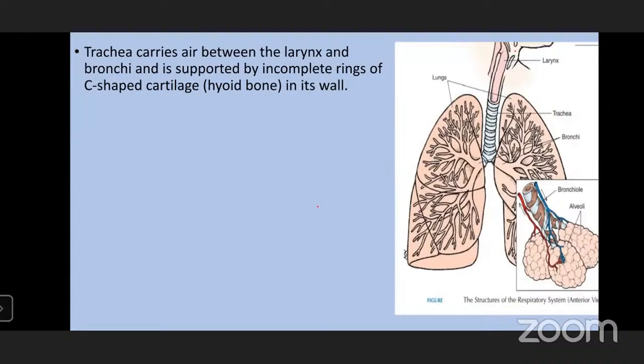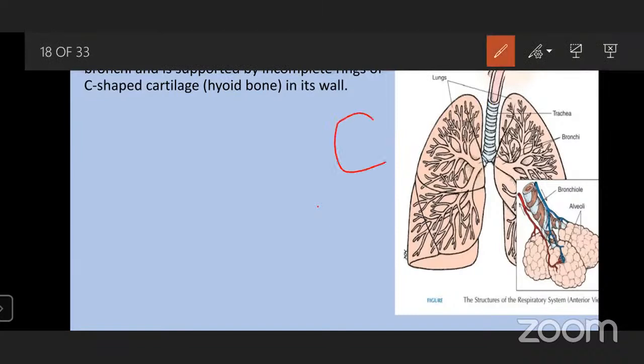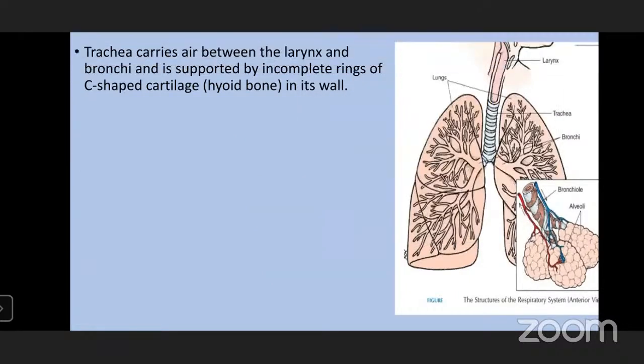And not only the trachea, even the bronchi is supported by incomplete rings of C-shaped cartilage. Here you can see incomplete rings. Okay, they are not complete rings. So if this is the trachea, they are like this. So only on one side they are complete, on the other side they are incomplete rings.